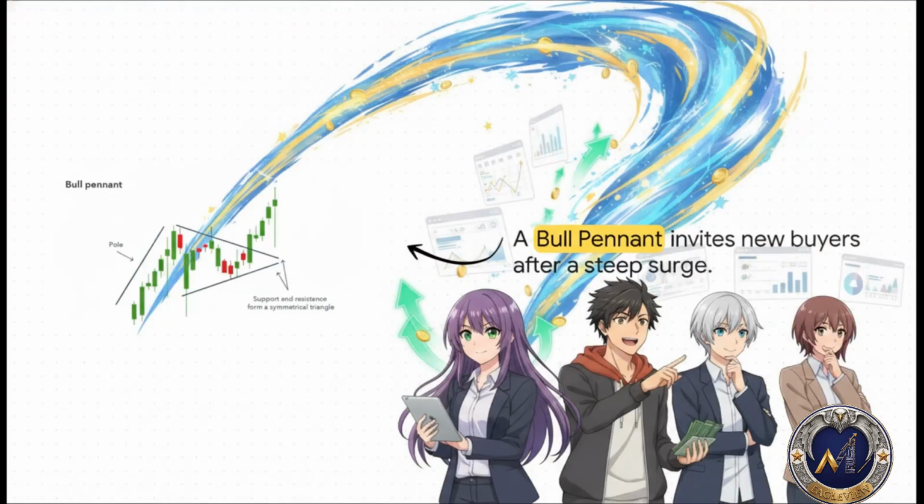And you can't talk about continuations without highlighting the bull pennant. This pattern always follows a steep, almost vertical upward move. We call that the flagpole. After that massive surge, the market forms a tiny symmetrical triangle, or pennant. This brief consolidation is essentially an open invitation for new buyers who missed the initial surge to jump in before the next massive leg up.